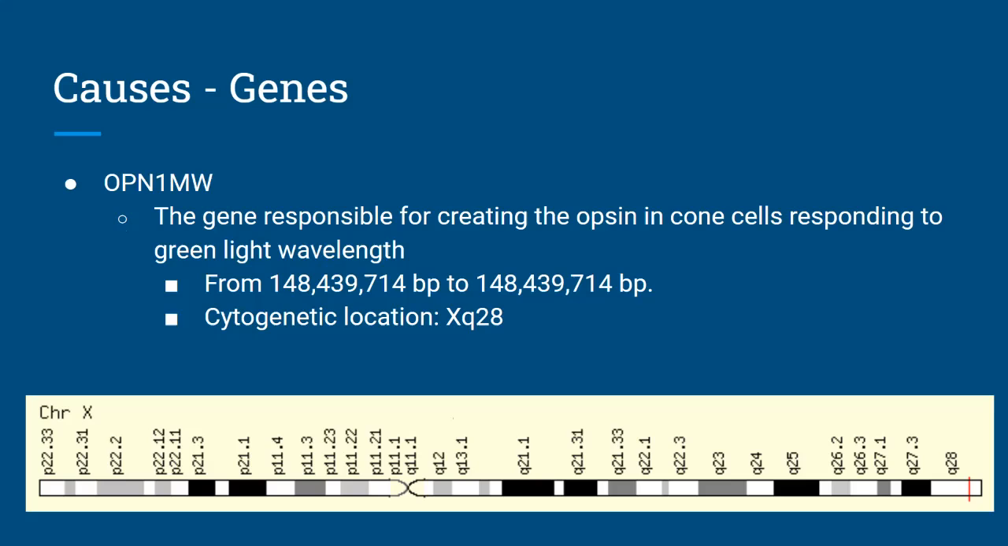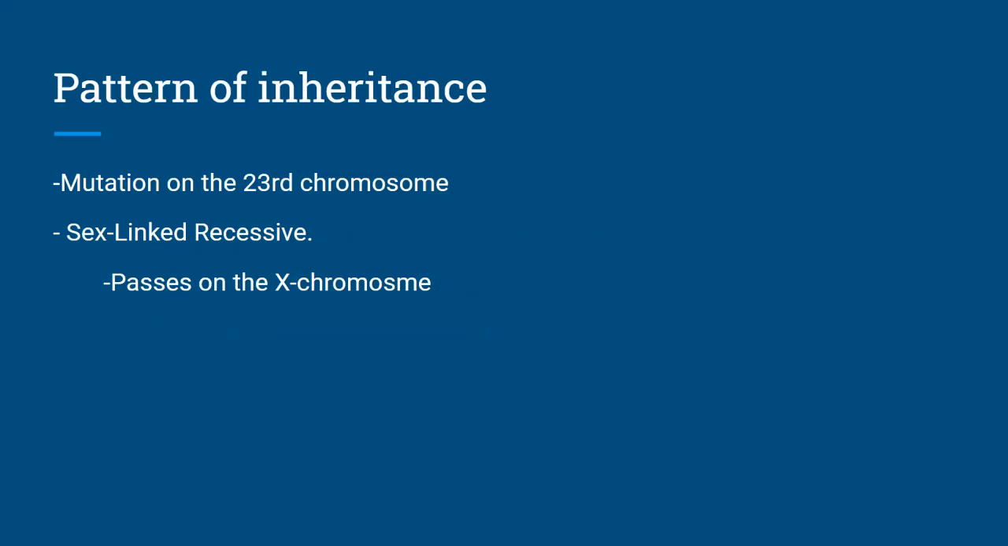Similarly, the OPN1MW is the gene responsible for creating the protein called opsin in the cone cells that react to the medium wavelength of light, which is green. Again, this happens during meiosis with unequal crossing over between the sister chromatids. The gene location is Xq28 for both.